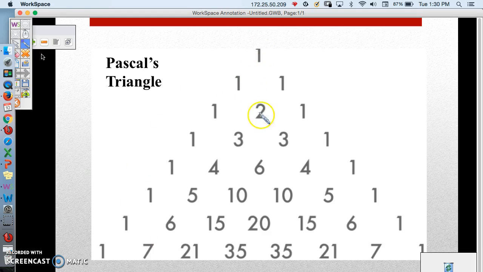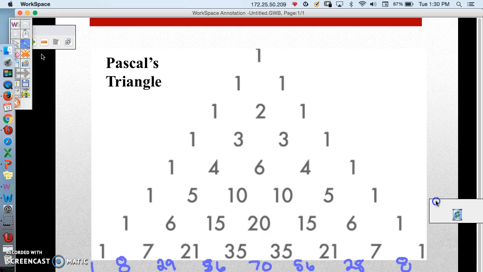The pattern is to get the number below, you add the two numbers above. So 1 plus 2 is 3, 1 plus 3 is 4, 1 plus 4 is 5, and so on. 15 plus 20 is 35, so it always starts with a 1. 1 plus 7 is 8. 7 plus 21 is 28. 21 plus 35 is 56. 35 and 35 is 70. 35 and 21 is 56. 21 and 7 is 28. 8, and then we would have a 1.